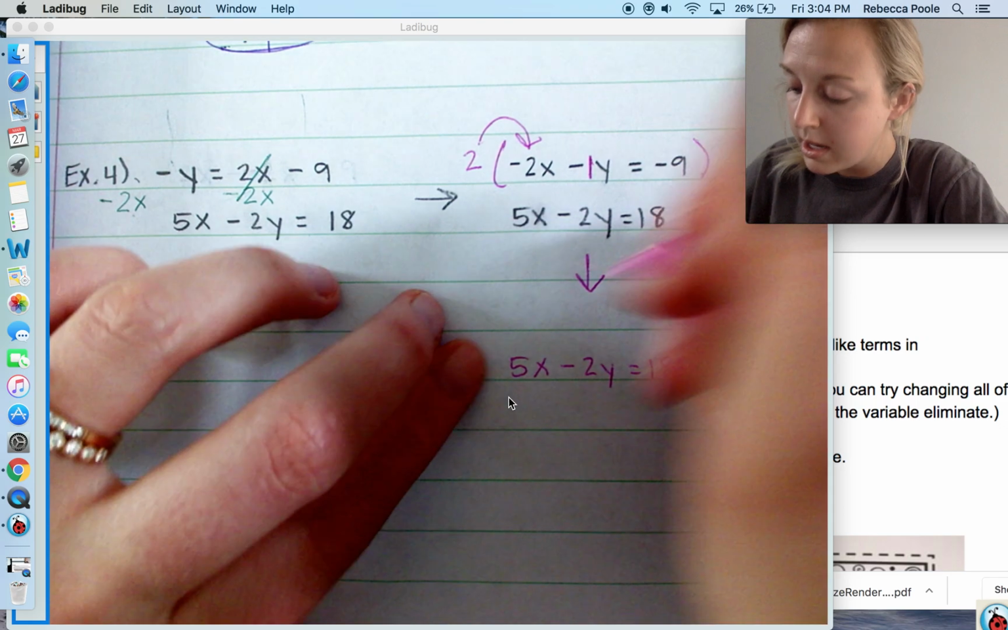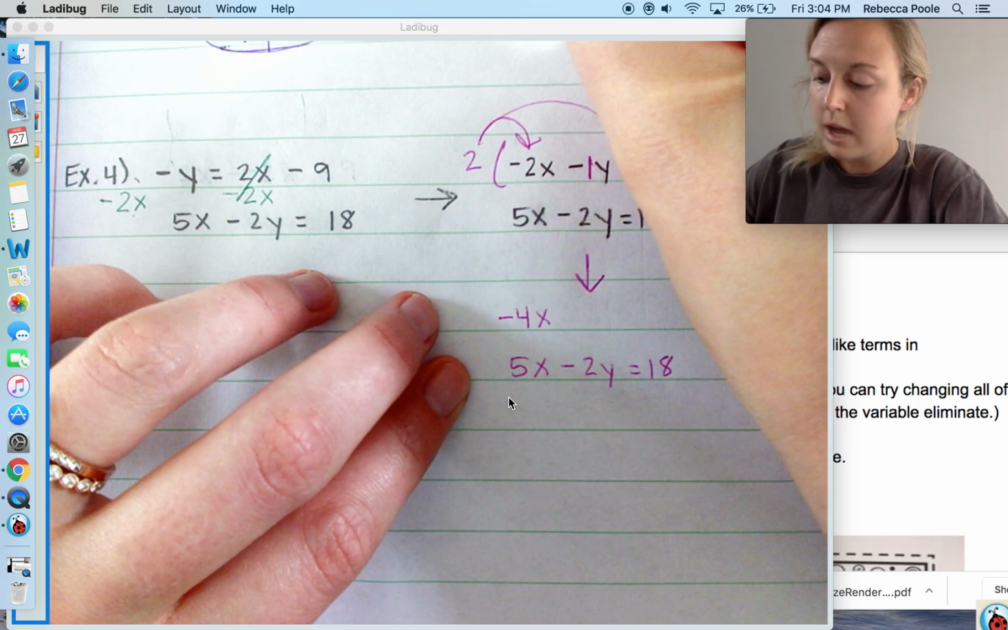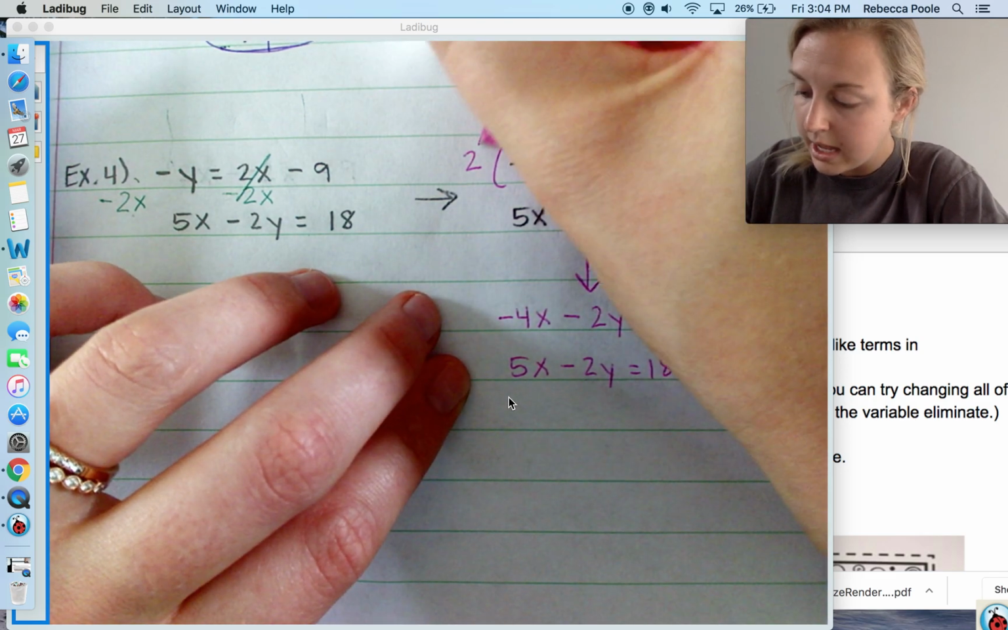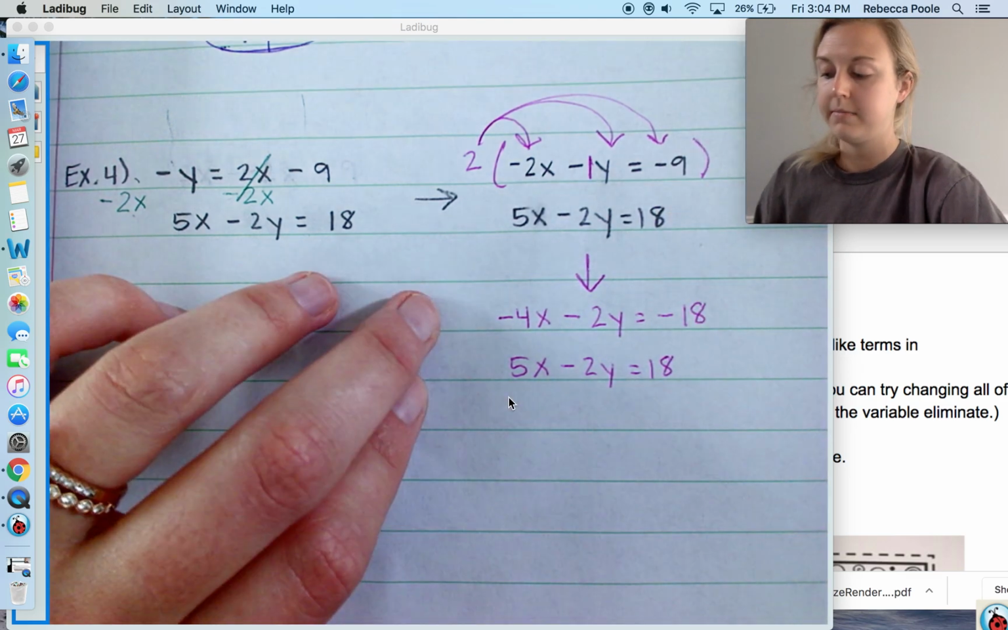negative 2, it's going to give me negative 4x. 2 times negative 1y is going to give me negative 2y. And 2 times negative 9 is going to give me negative 18.